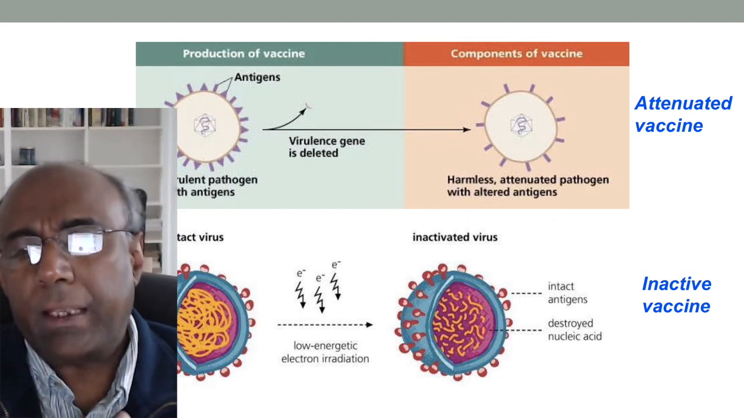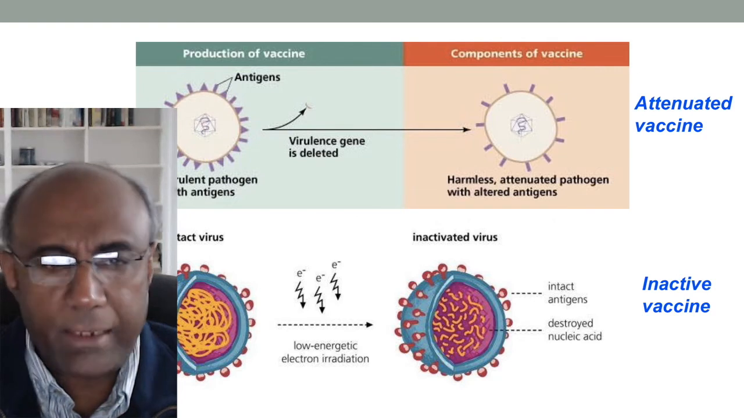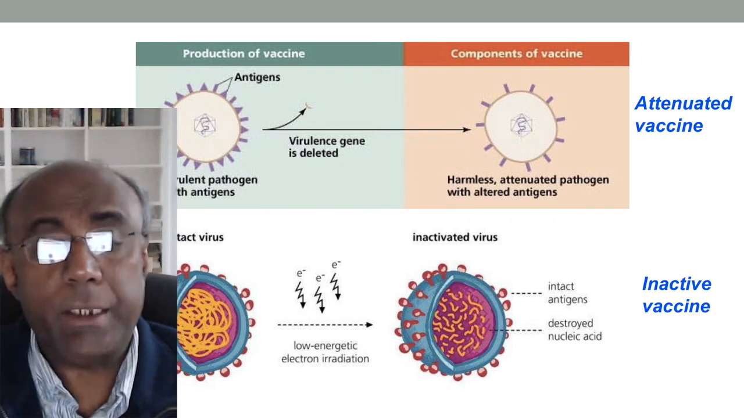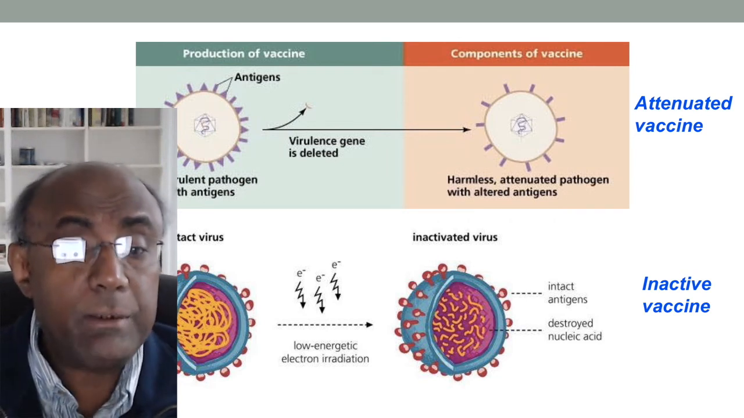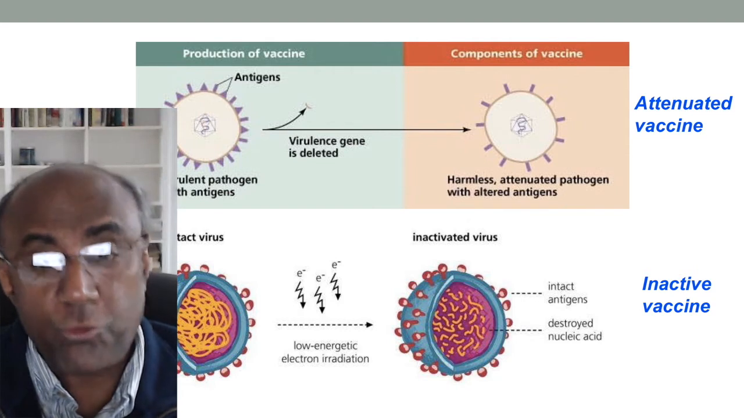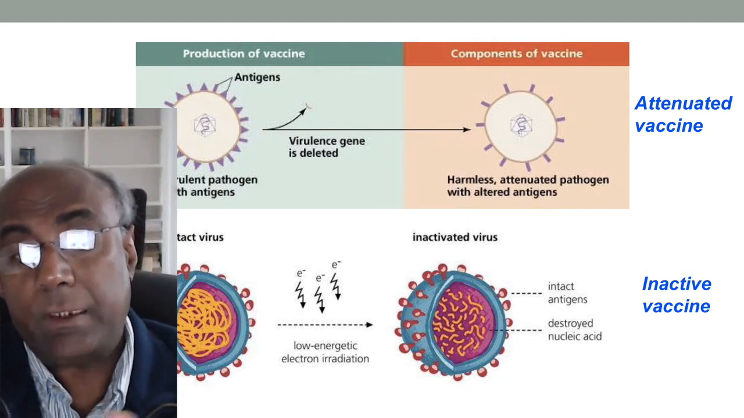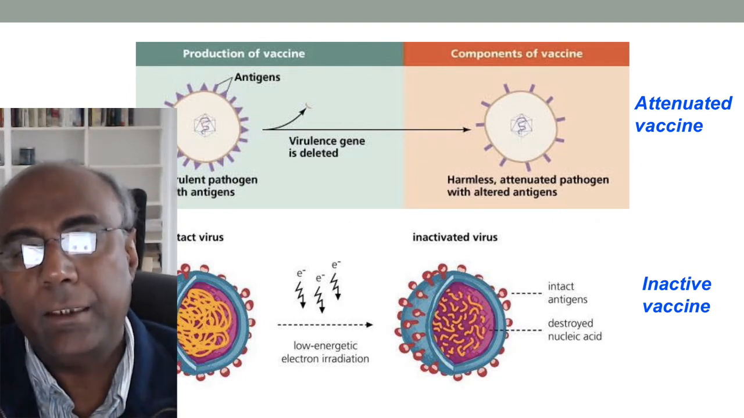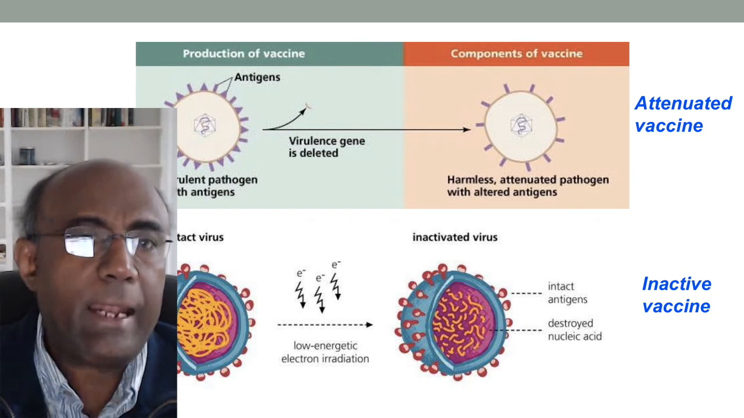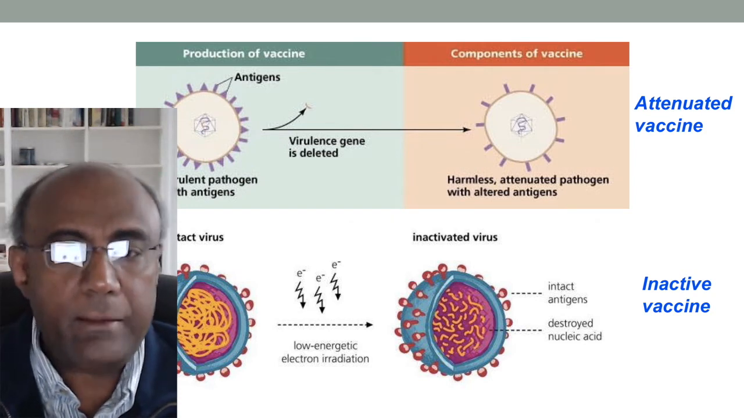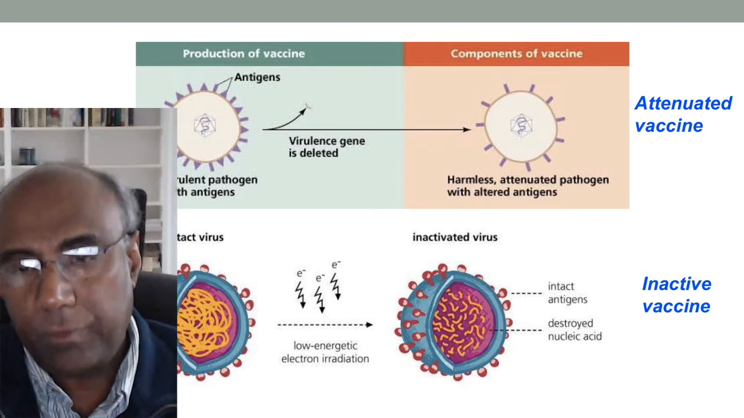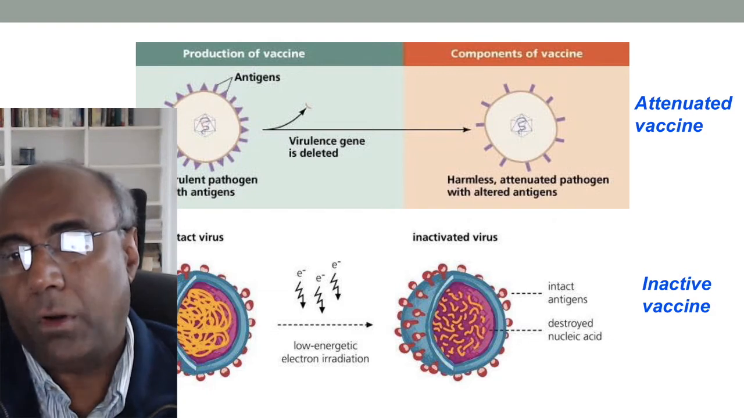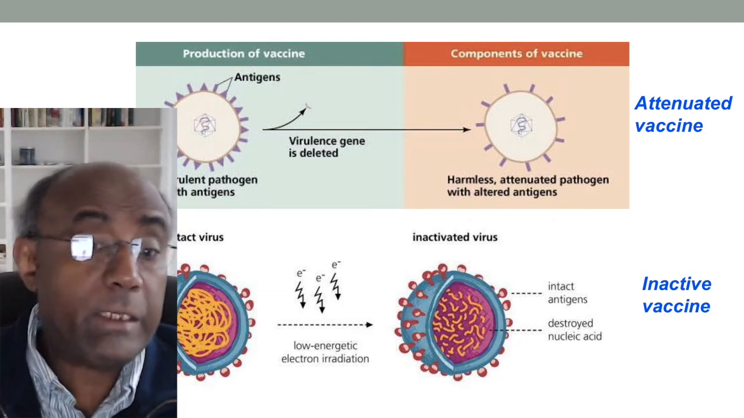There is another type of vaccine which is called the inactive vaccine. Here, you take the complete virus and subject it to radiation, and that radiation destroys just the genetic material. The entire virus otherwise is intact, but the genetic material is destroyed, and then you use that to create the vaccine. And again, the immune system will respond, because it responds to the antigens on the surface of the virus, and all of those are intact. This is how we create flu vaccines.